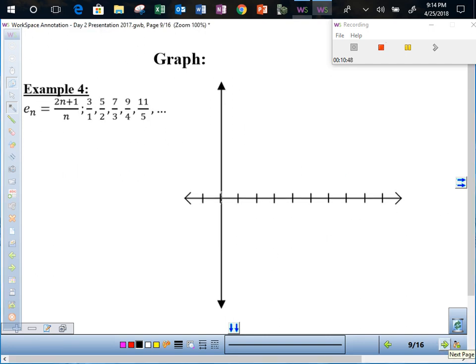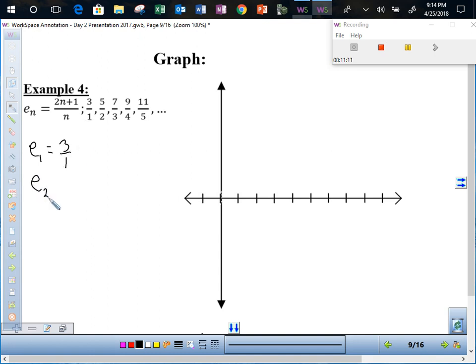Let's look at your number 4. I'm going to give you 2n plus 1 over n. To get the value of your first term, you're going to plug in 1. So e of 1 would be 2 times 1 is 2, plus 1 is 3 over 1. That's where I got that.